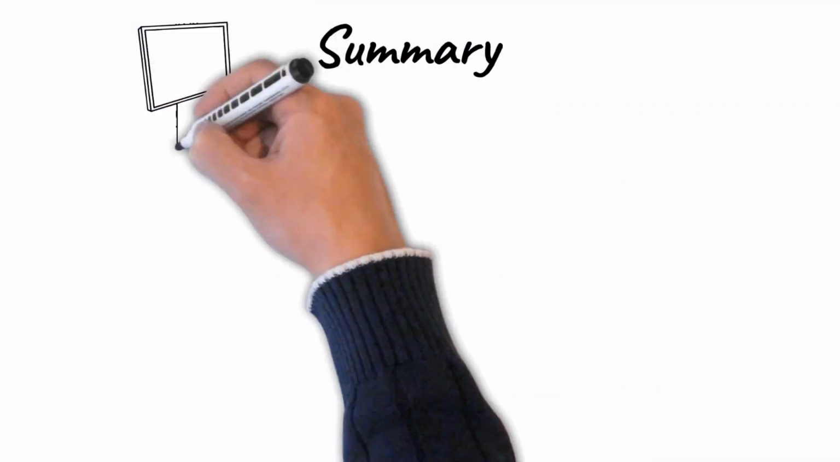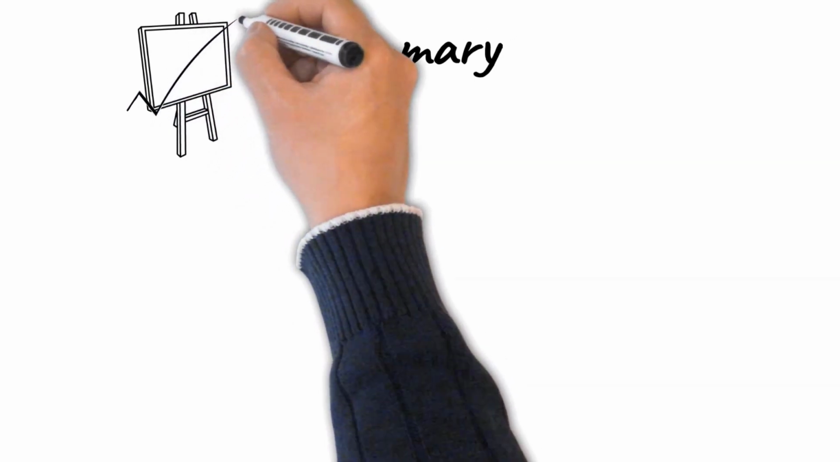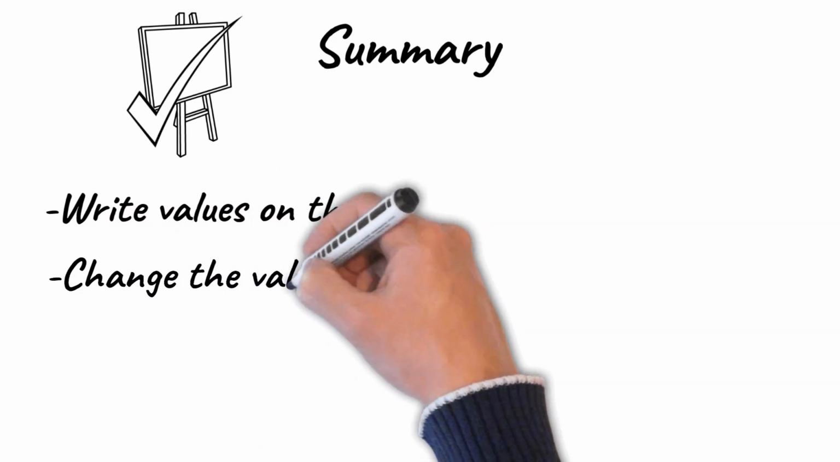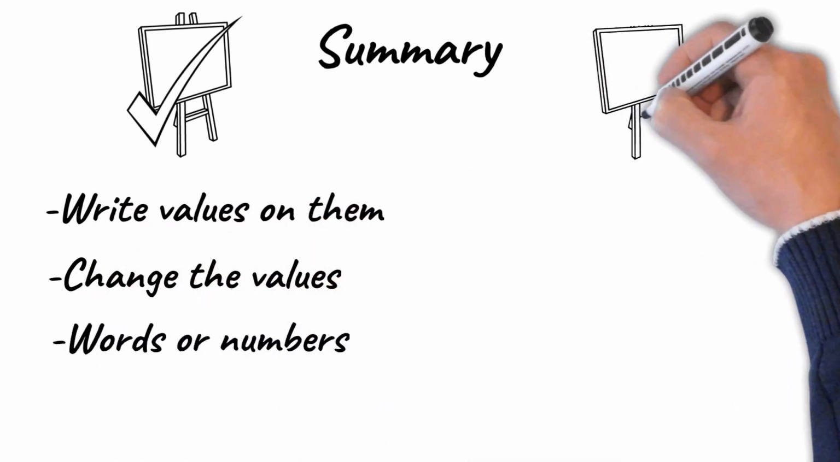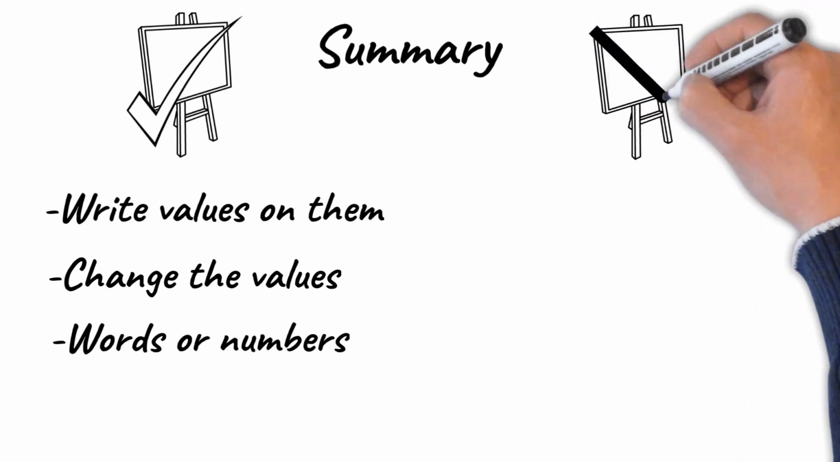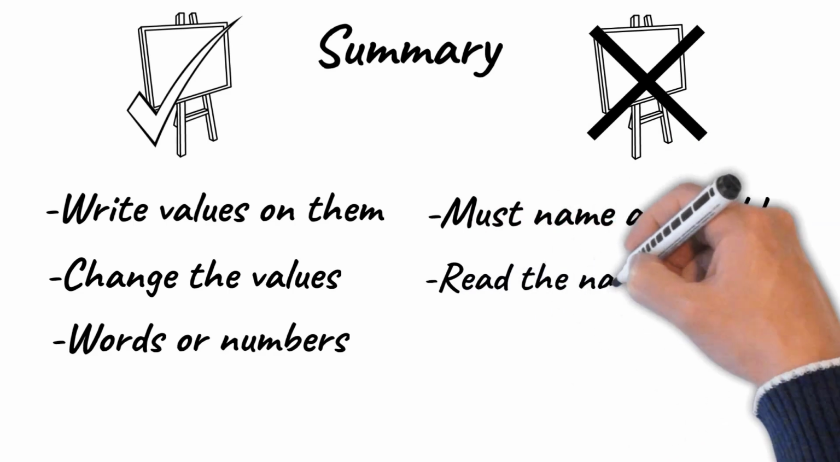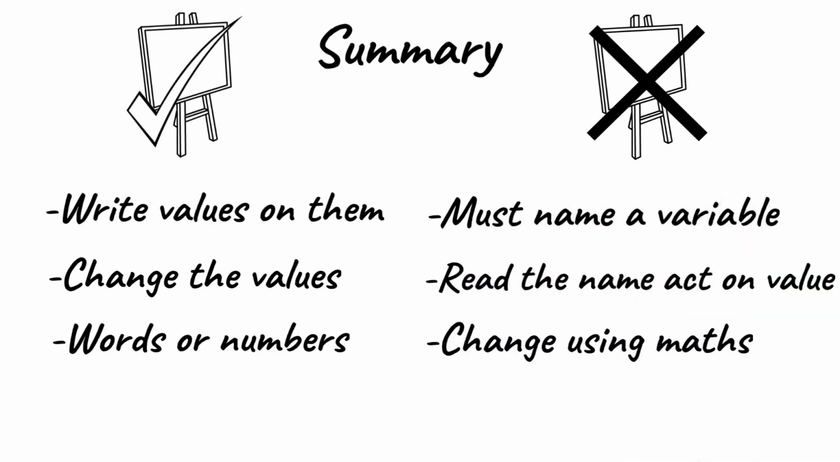Let's have a little summary of what we've learned so far. So variables are like whiteboards in as much as we can write the values on them, we can change the values, and we can use words or numbers. But they're not like whiteboards in as much as we must name the variable. We can read the name and act on the value, and we can change the variable using maths.